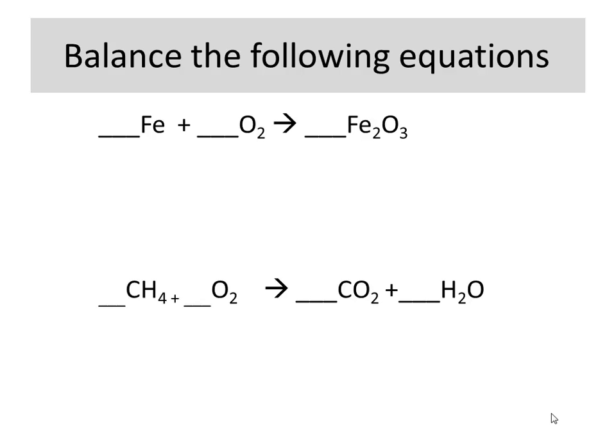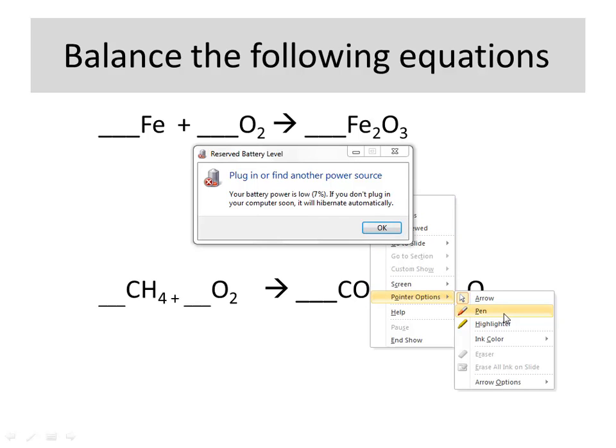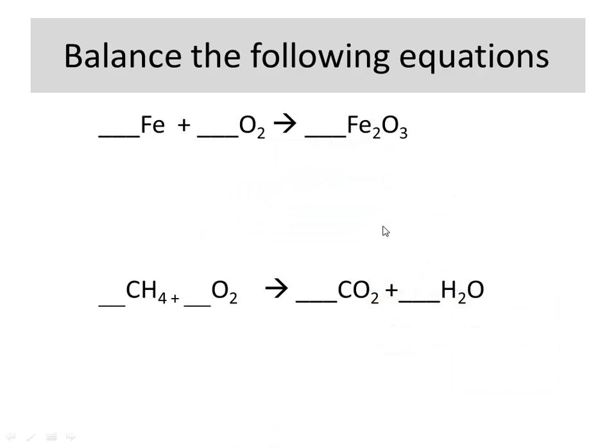So Fe, let's look to our reactants. What are our different elements? We have Fe and O here. Let's figure out how many of each.